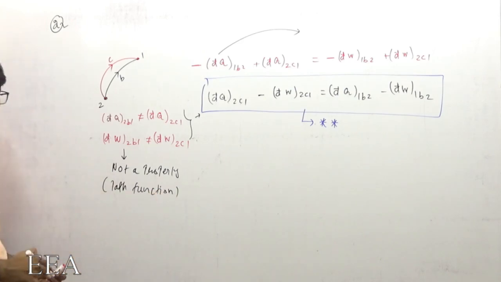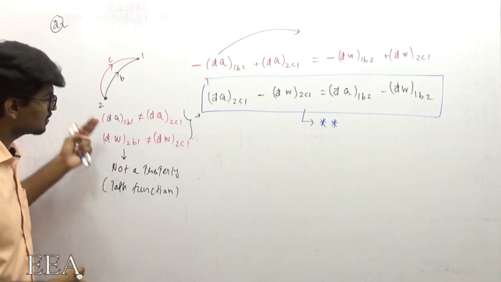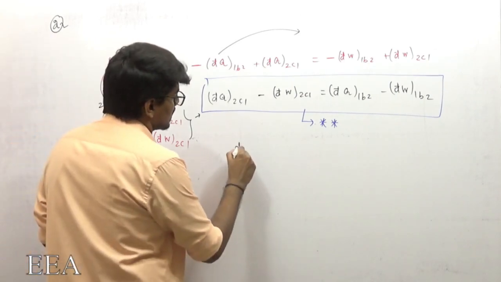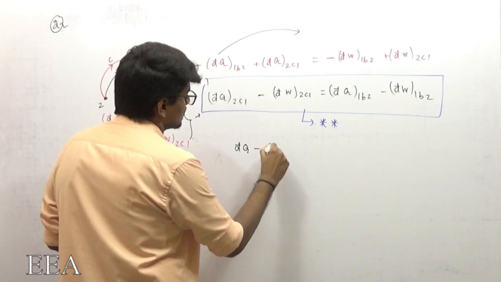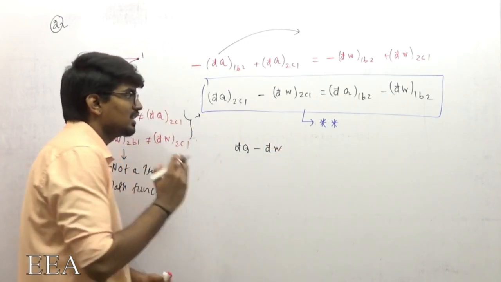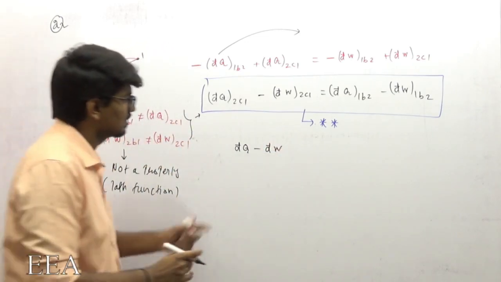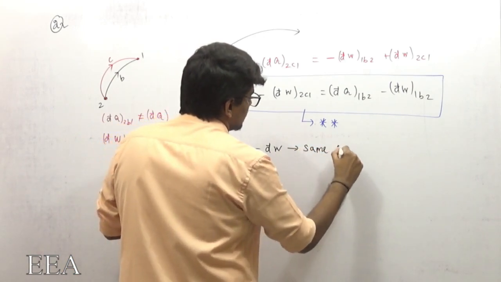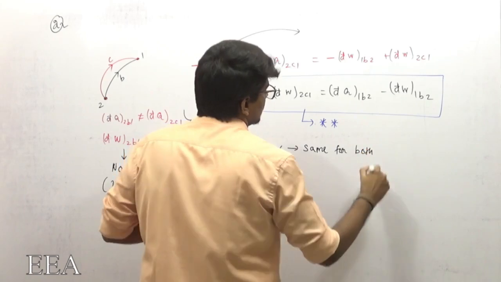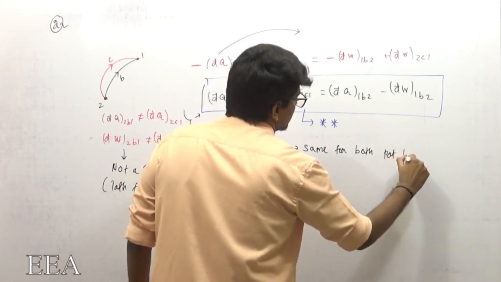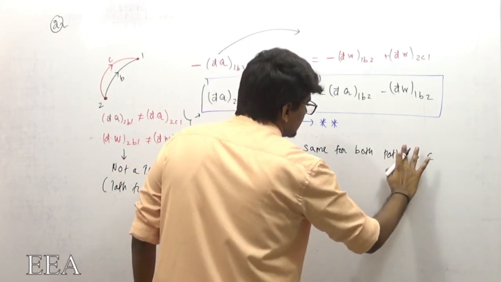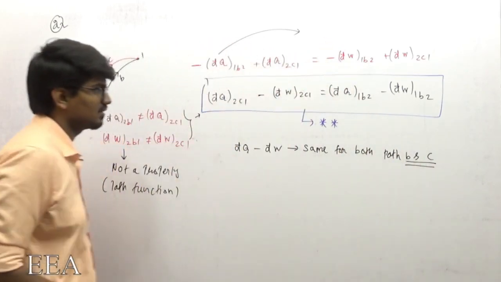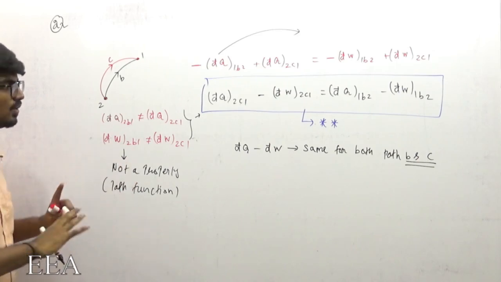But if I find the difference of these two, that is d'q minus d'w, which is nothing but the difference of heat transfer and work transfer, it is the same for both path B and C. This is what we are getting by this small derivation.